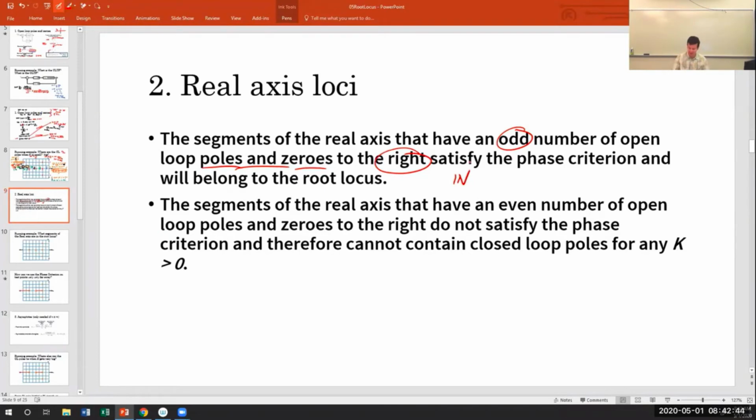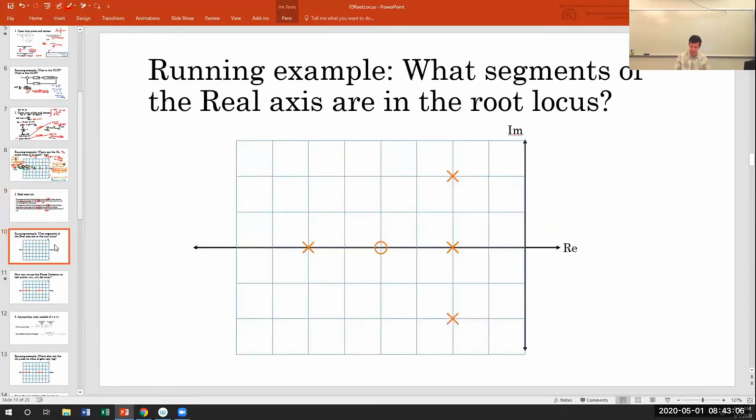If the opposite of that is true, if you have an even number of open loop poles and zeros to the right, then you will fail the phase criterion. So those segments are out. Okay? And we didn't actually necessarily prove that, but we did see it in action in our particular example problem. So let's make it nice and neat.